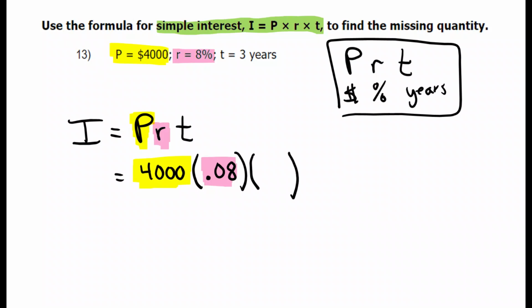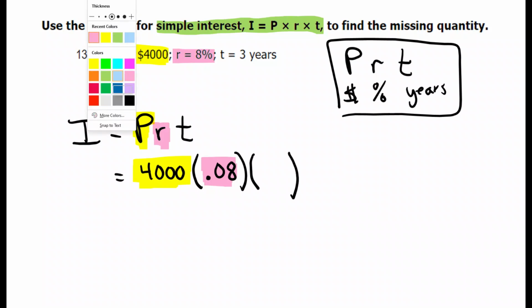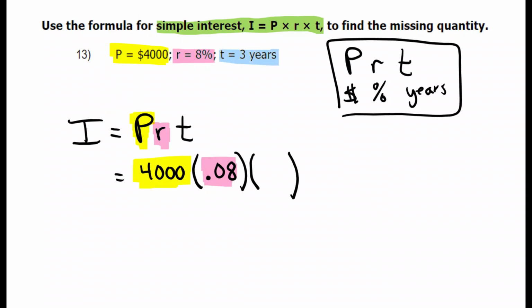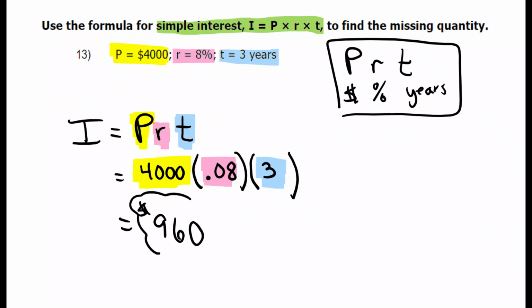And then I'm going to use another set of parentheses for my time. And time is always in years. That's our T. And so I'll put a 3 right here. And at this point, it's between you and your calculator. Calculators are only as accurate as the individual who is operating it, so be careful. So take 4,000 times 0.08 times 3, and you should get 960, and we're talking cash here, so dollars is the unit.